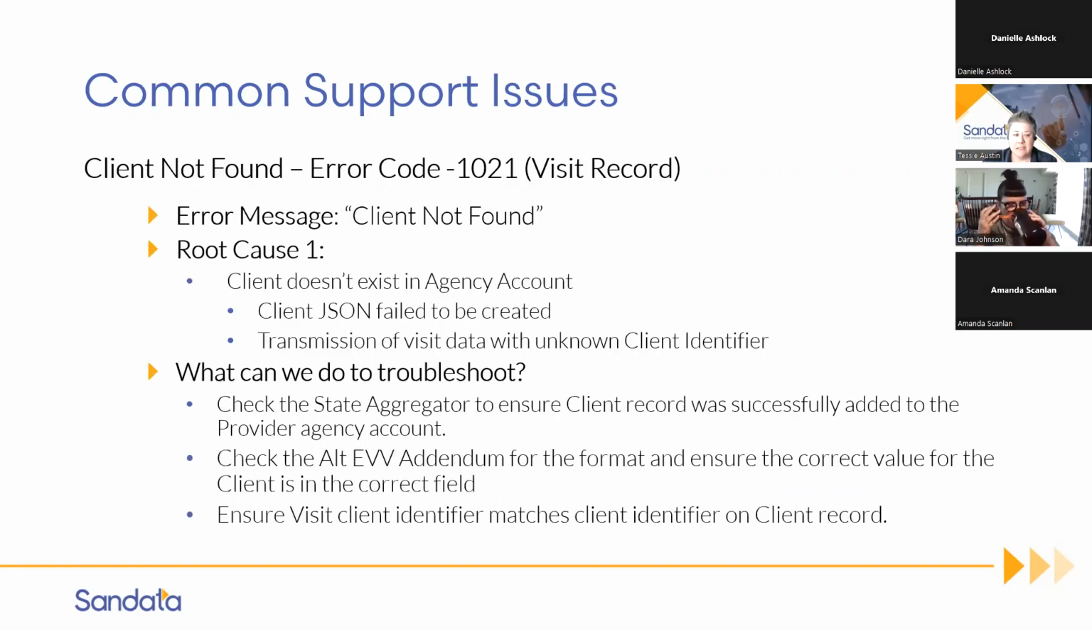Alrighty, let's go to the next one. Client not found, error code 1021. This means the client doesn't exist in the agency account, and we're not going to be able to take it because we don't know who it should go to. What can you do to troubleshoot? Just like Dara talked about, check the state aggregator to ensure the client record is in the provider's agency account. You can also check the Alt-EVV addendum, which is our specifications, to ensure the correct value for the client is in the correct field. And ensure the visit client identifier matches the client identifier on the client record. If you can figure out what's wrong, resend it. If you have continued issues, email us and we'll help you out. All right, next one, please.